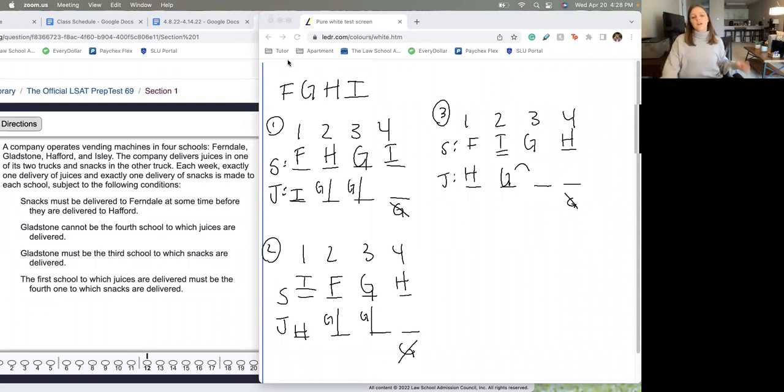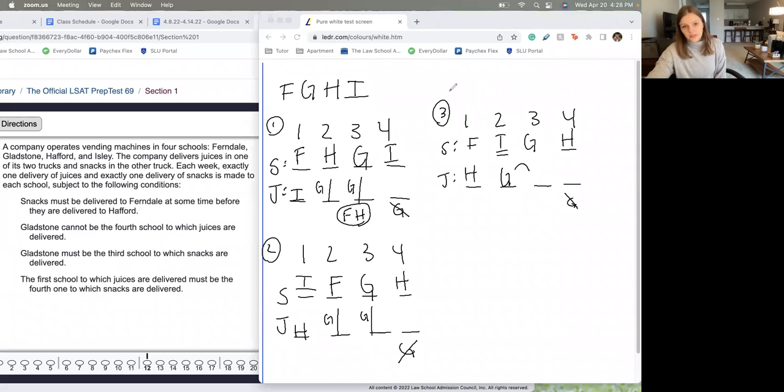And my remaining variables, whatever I have not put in there, are going to become floaters, which means that they can go in any empty spot. It's not going to violate anything. So for example, in my first world, I've got I, I've got G relatively placed. I haven't touched F or H down here. So F and H can go wherever they want down in that juice spot.